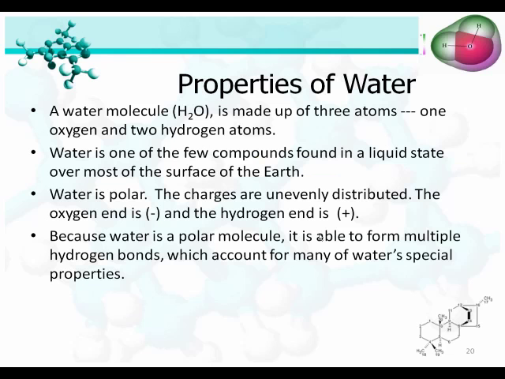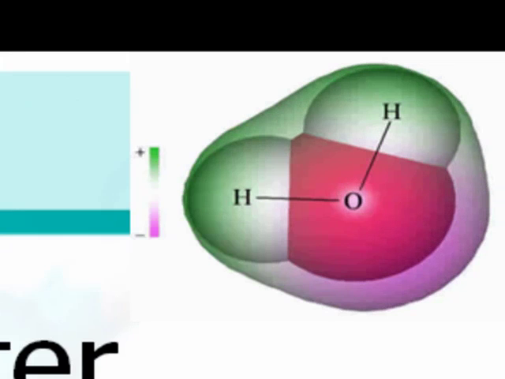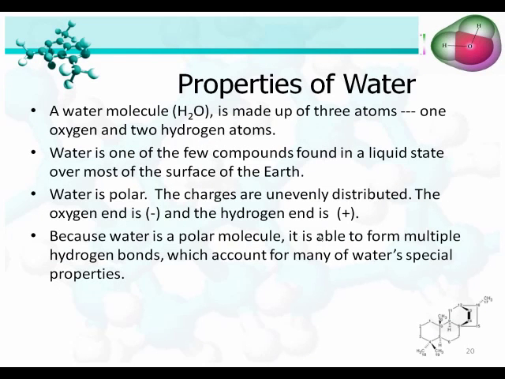Properties of water. A water molecule is made up of 3 atoms, 1 oxygen and 2 hydrogen atoms. Water is one of few compounds found in a liquid state over most of the surface of the earth. Water is polar. The charges are unevenly distributed. The oxygen end is negative and the hydrogen end is positive, as you see in the diagram above. Because water is a polar compound, it is able to form multiple hydrogen bonds, which account for many of water's special properties.